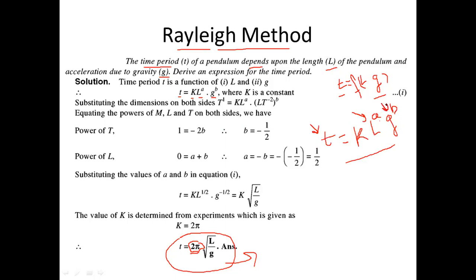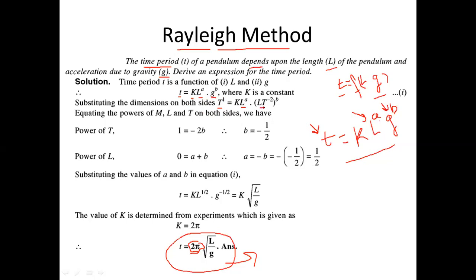Fine. So what is the fundamental dimension of time period? Anyone? T. Okay. So this is what is written here. The fundamental dimension of time period is T to the power 1. And the fundamental dimension of L, length, is L, same. And the fundamental dimension of g is acceleration. So what is the fundamental dimension of acceleration? Acceleration is the derived dimension.